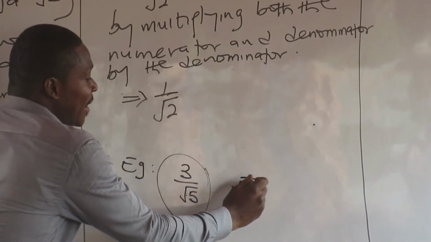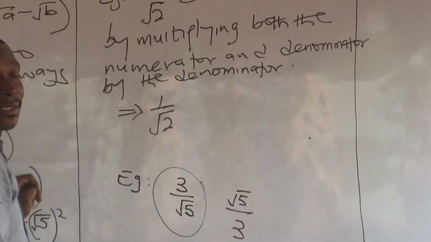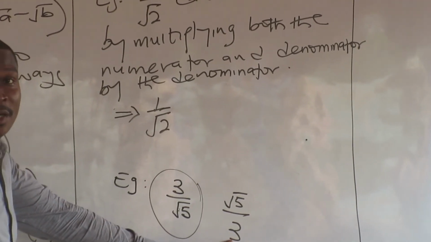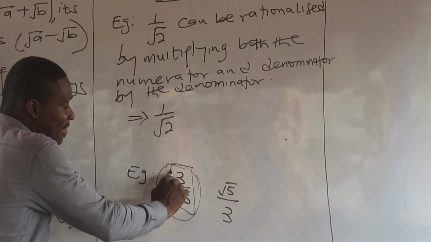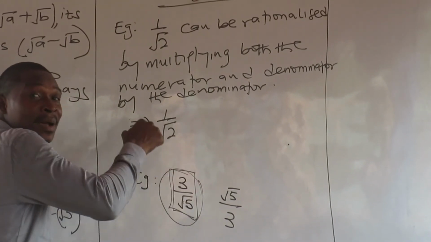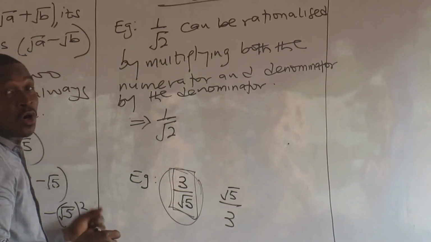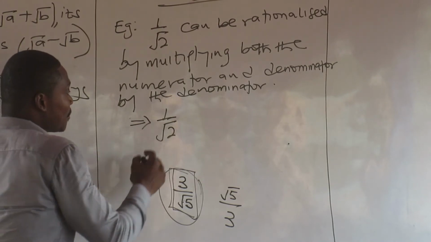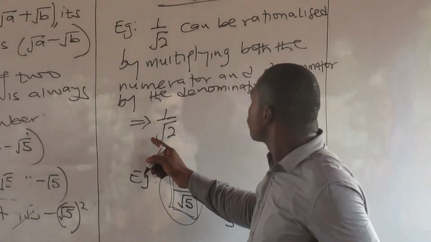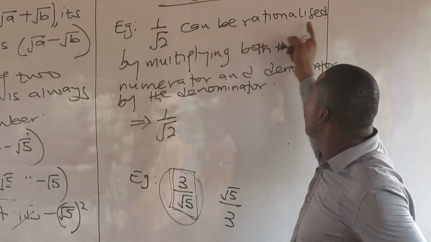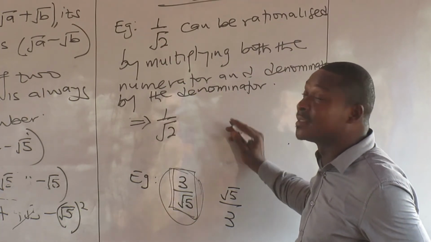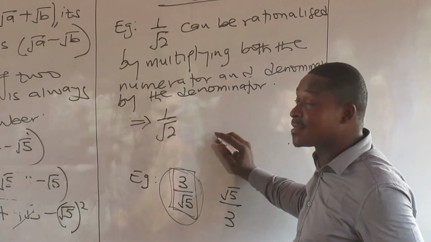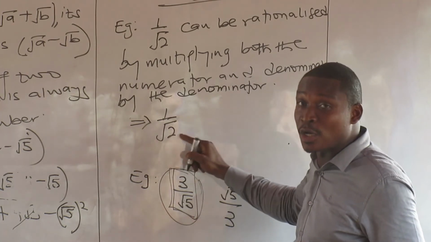We can have an answer like this. The denominator is not a root. That is okay. So anytime you are working and you see that the fraction is in this form, with the denominator having a root, you have to what? Rationalize. So let's look at this. 1 over root 2 can be rationalized by multiplying both the numerator and the denominator by the denominator. So I want to rationalize this. And why? This cannot be an answer. It's incomplete.